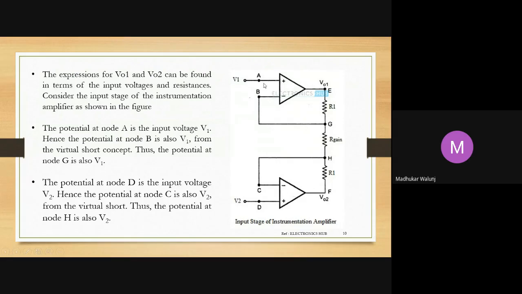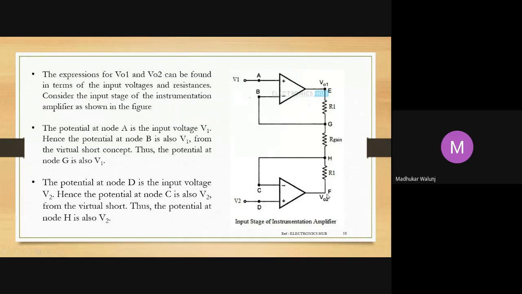The potential at node A will be the point voltage V1. As I've already told you, due to the virtual short or virtual earth concept, A's voltage will be available at B. So B is also V1, and by that case, G is also V1. Similarly, at point D the voltage is V2. According to the virtual short concept, node C is also V2, and similarly point H is also V2. So now you have understood that VO1 is the output, G is V1, H is V2, and F is again VO2.